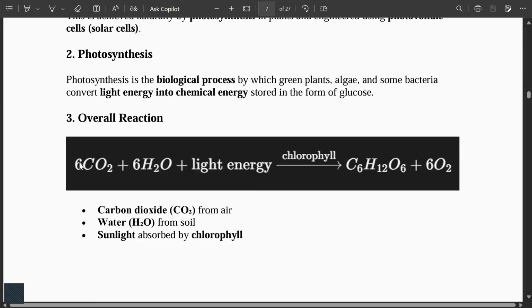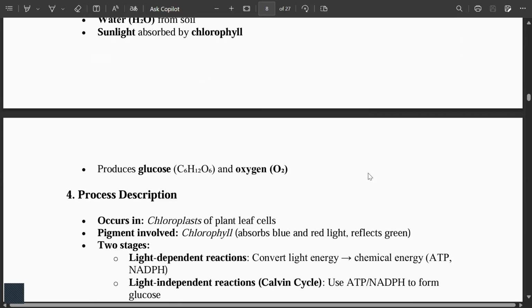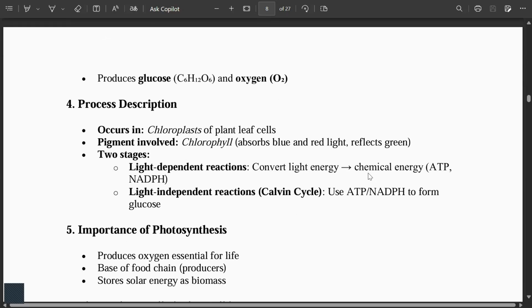This is the reaction: 6CO2 plus 6H2O plus light energy, in the presence of chlorophyll, forms C6H12O6 plus 6O2. This occurs in the chloroplasts of the plant leaf cells. The pigment involved is chlorophyll. It absorbs blue and red light and reflects green. There are two stages: the light-dependent reaction and the light-independent reaction, which is also the Calvin cycle.